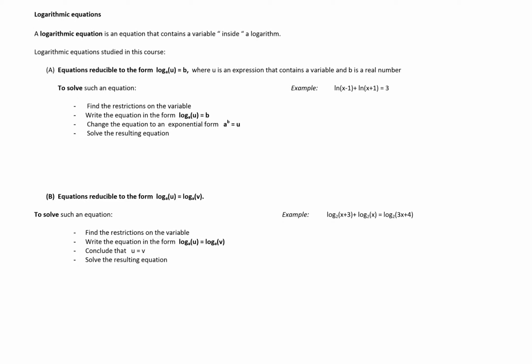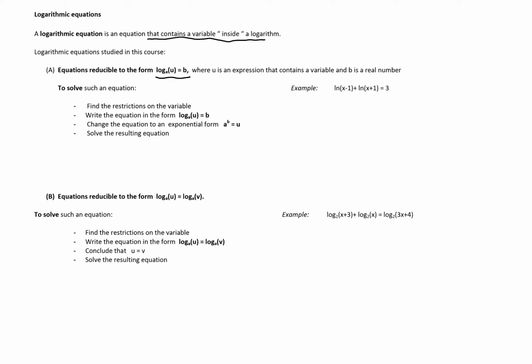A logarithmic equation is an equation where a variable appears only within a logarithm. There are two types of logarithmic equations that we'll discuss in this course. The first type are equations that can be reduced to the form logarithm to the base a of u equals b, where u is an expression that contains the variable and b is a real number.